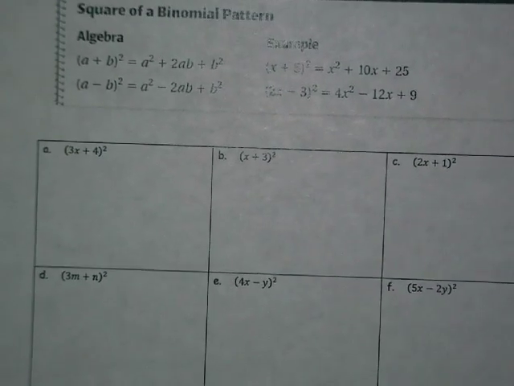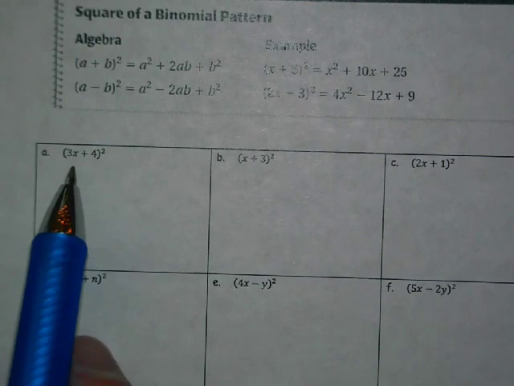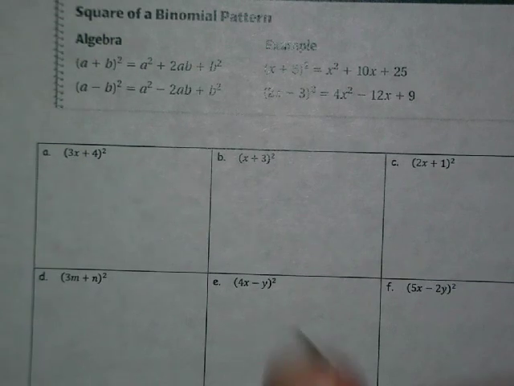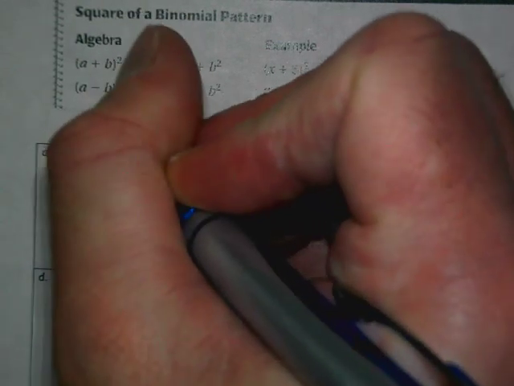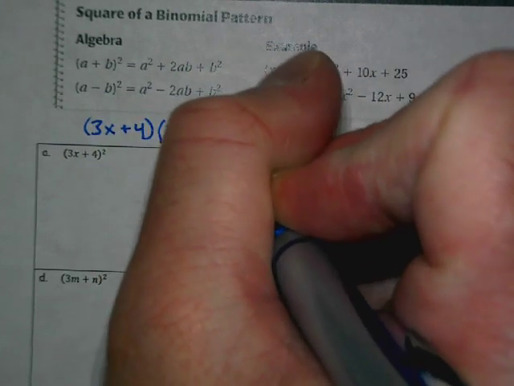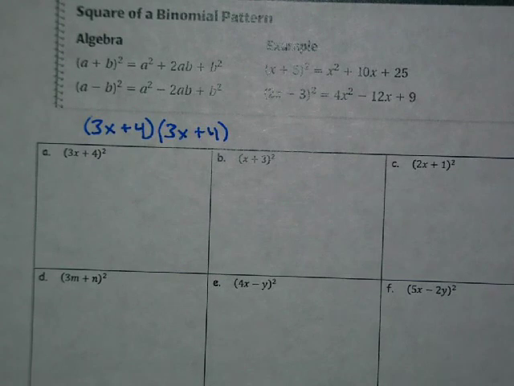Alright, so the first one is a square of a binomial pattern. What that means is we have something like this: 3x plus 4 squared. All that really means is 3x plus 4 times 3x plus 4. So you could stick with using the box if you'd like to do that. On these, I actually prefer to do that. For the next type, the shortcut's a little easier.